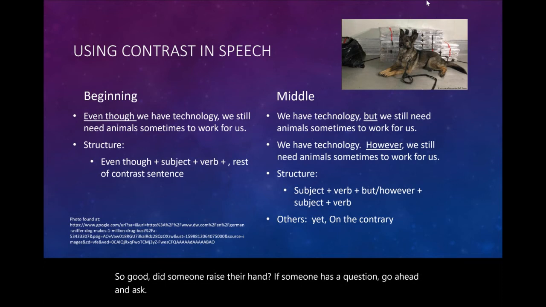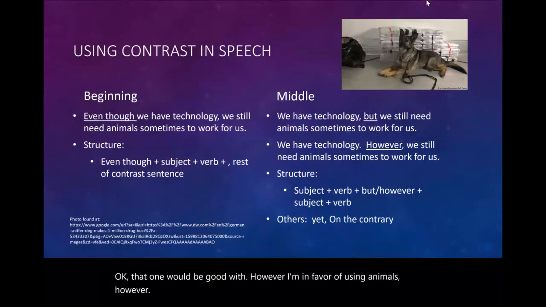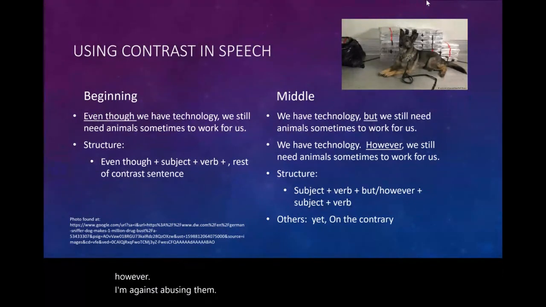Yes, I have an example. Okay, go ahead. I'm in favor of the use of animals. On the contrary, I don't like the abuse of this. Oh, okay. That one would be good with however. I'm in favor of using animals. However, I'm against abusing them. Right? Is that what you mean?